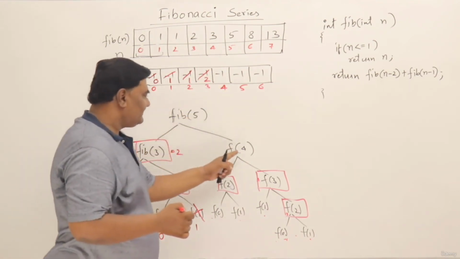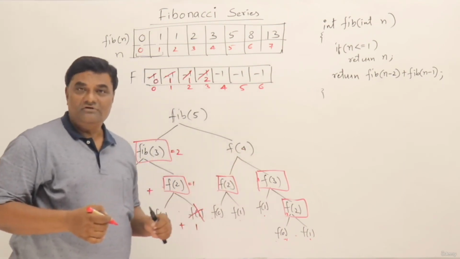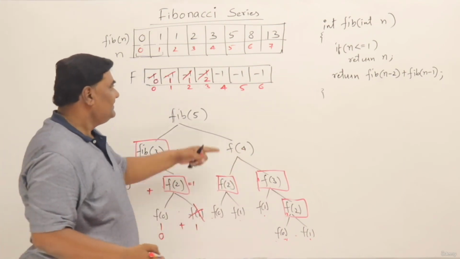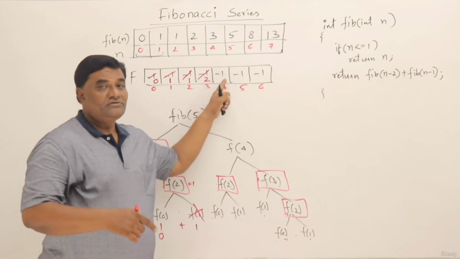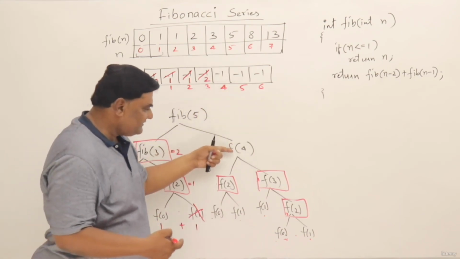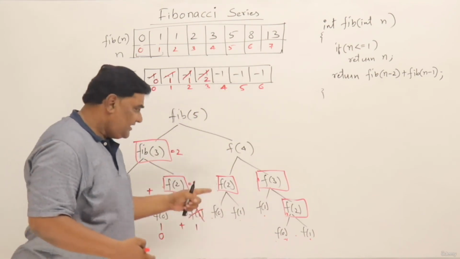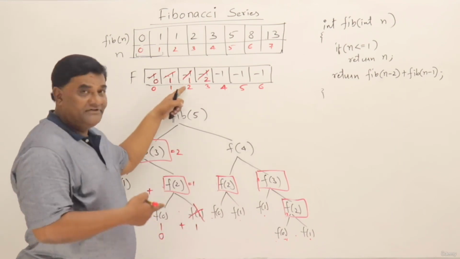Then let us go on that side. Fib of 4. Do we know fib of 4? Check it. No, we don't know. So we have to call this one. If you call this, then there are 2 calls inside. Fib of 2. Do we know it? Yeah, we know it.